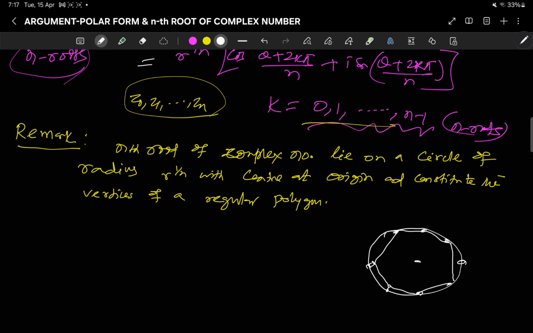So they lie on the circle, and the radius of the circle is r to the power 1 by n, and these are z0, z1, z2, z3, likewise up to zn minus 1. Okay, so this is the geometry.